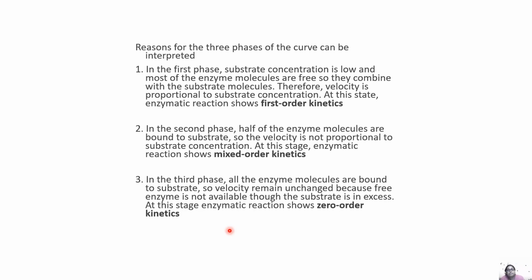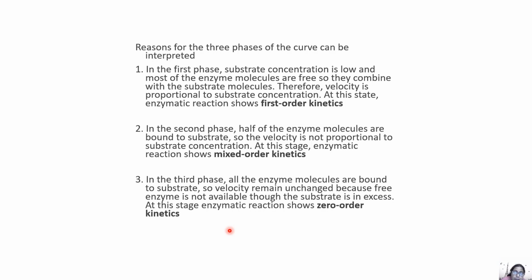So the regions for the three phases of the curve can be interpreted. In the first phase, the substrate concentration is very low and most of the enzyme molecules are free. So they combine with the substrate molecules. Therefore, velocity is proportional to the substrate concentration. At this stage, the enzymatic reaction shows first order kinetics.